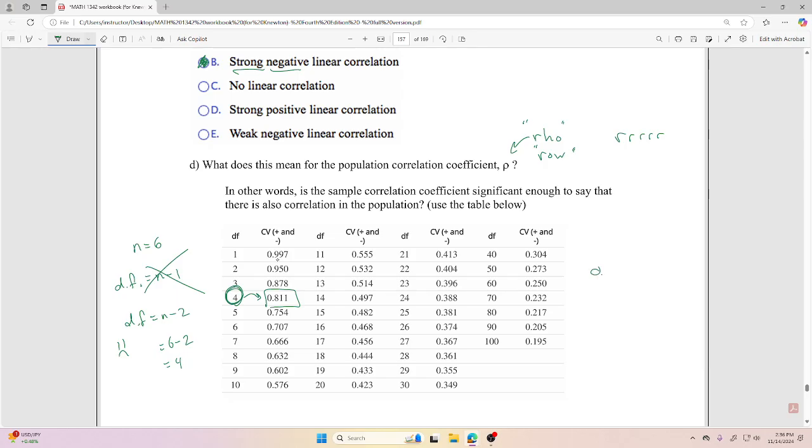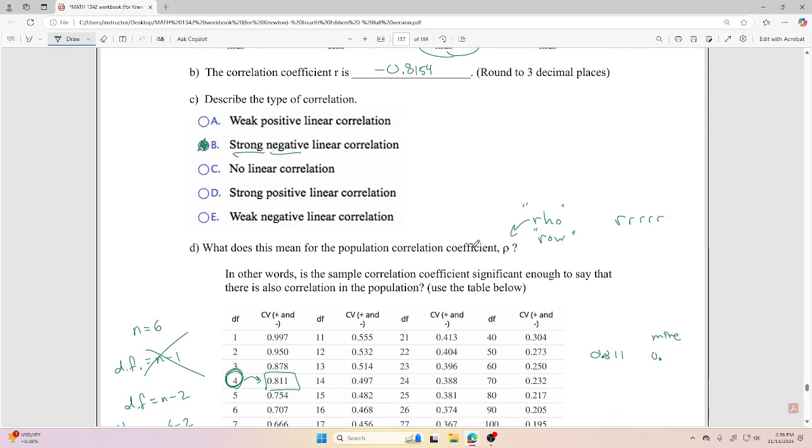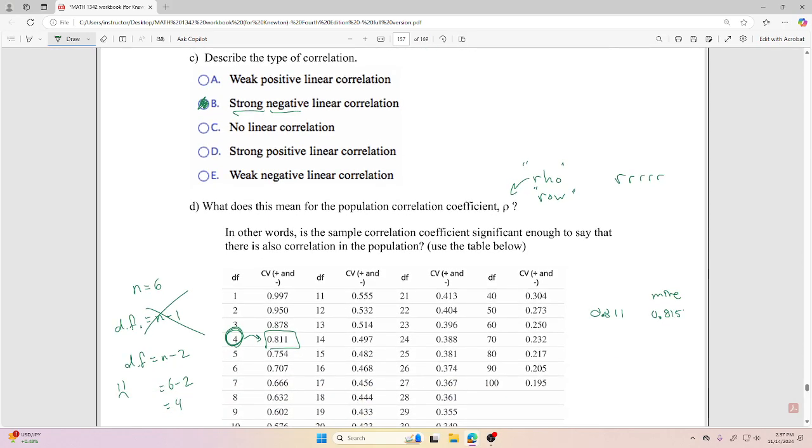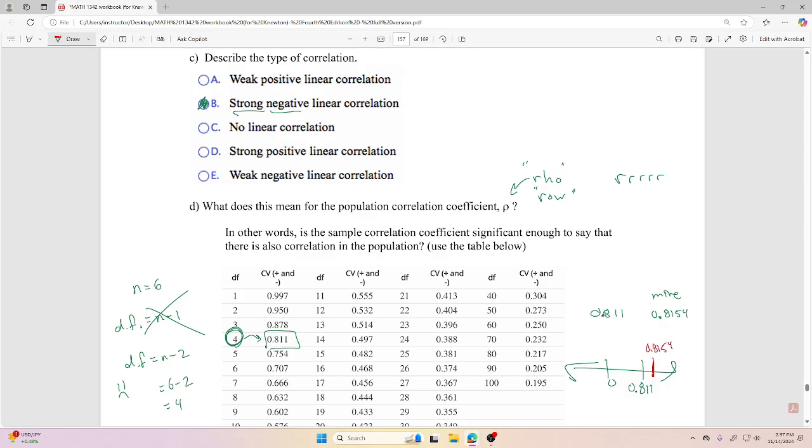So I have my 811, and mine was, what was mine? I have to scroll back up. 8154. So this was the cutoff line. If you're looking number line wise, there's 0. Here's my 811. And so mine was just barely on the other side, right? Right here, 8154. So I would say this is strong. I mean, it's always bigger, so it's strong correlation.